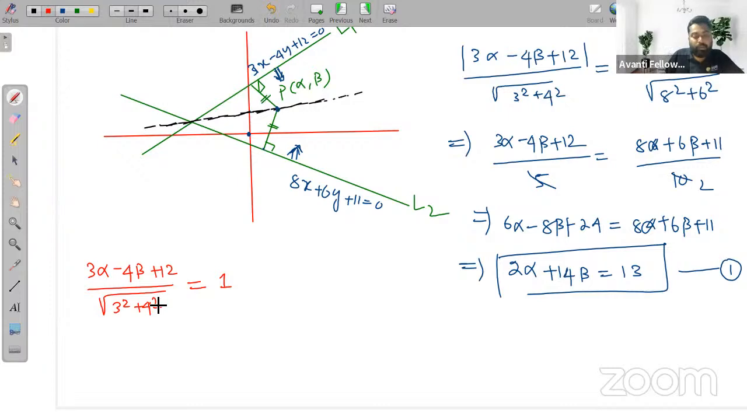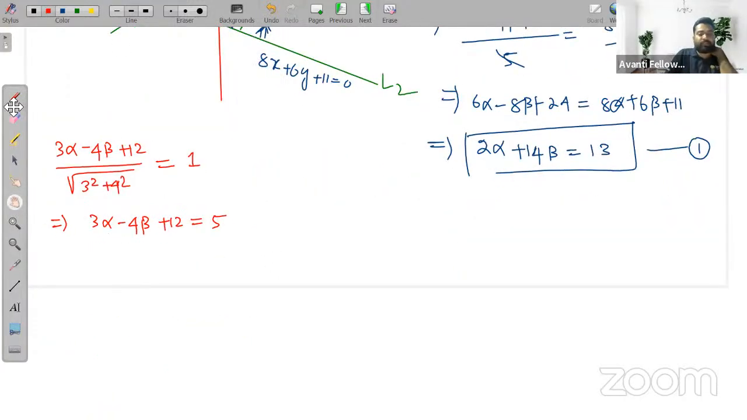Then if we solve it, what will we get? We'll get 3 alpha minus 4 beta plus 12 is equal to 5. So simply we can write here, this is actually 3 alpha minus 4 beta is equal to minus 7. So this is my equation 2.